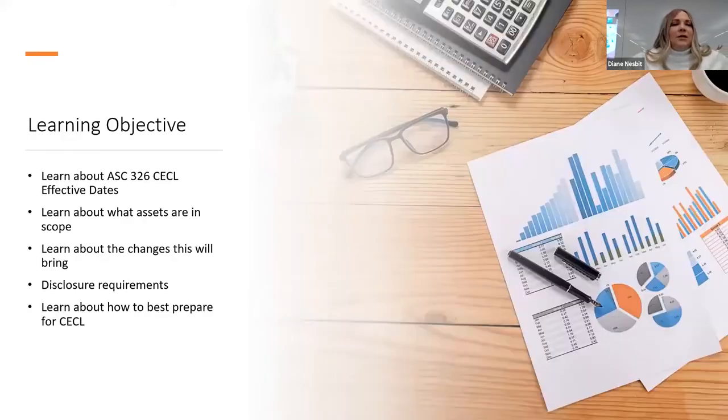So what we want to look at today with CECL, we want to talk about the effective dates. So we want to talk about when, how much time do we got left? The clock's ticking. Then we'll talk about what assets are in scope for this new standard. We'll learn about some of the major changes that this will bring to the accounting for those assets that are in scope. We'll talk about some of the new disclosure requirements. And then we'll just talk about some best practices and some tips on how best to prepare for implementing CECL.